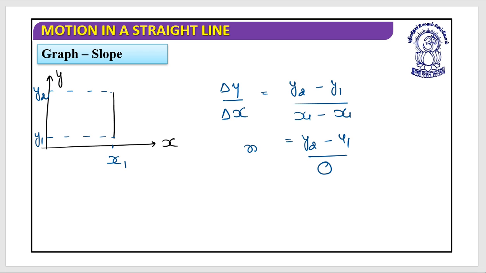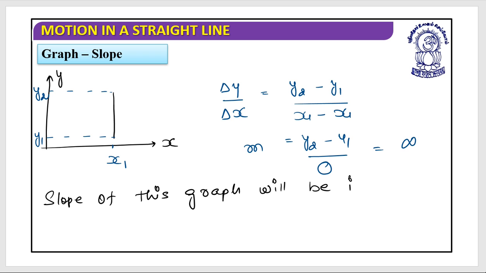Now what would be the slope? Yes, it is infinite, so we can write that the slope of this graph will be infinite. Slope of this graph will be infinite. Have you done up till this? Yes. Are you sure? Okay, let's move to the next cases. You must remember each and every case. This will help us to analyze the situation.